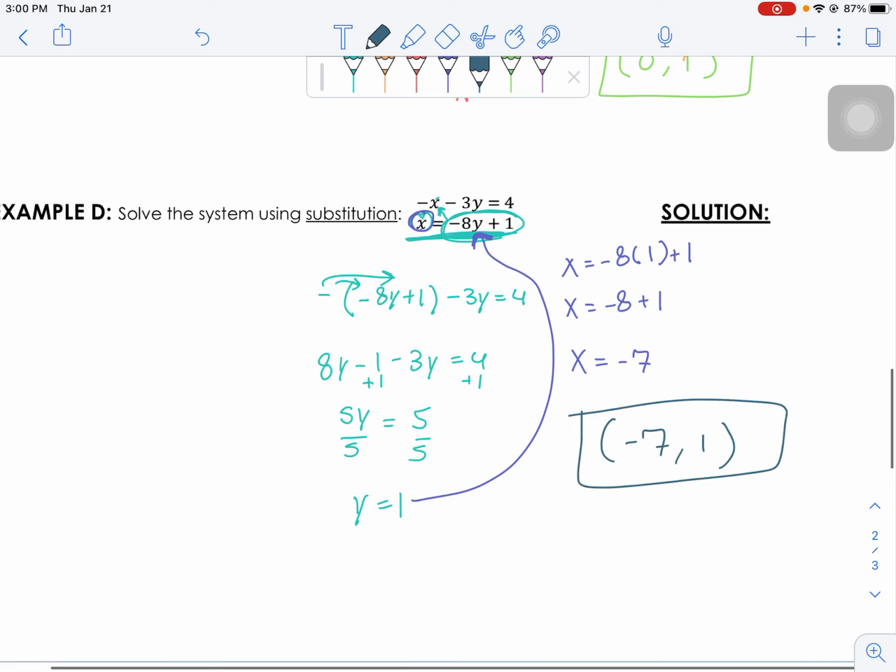All right? And then you can go back and check this solution on your own. I promise you that it works.